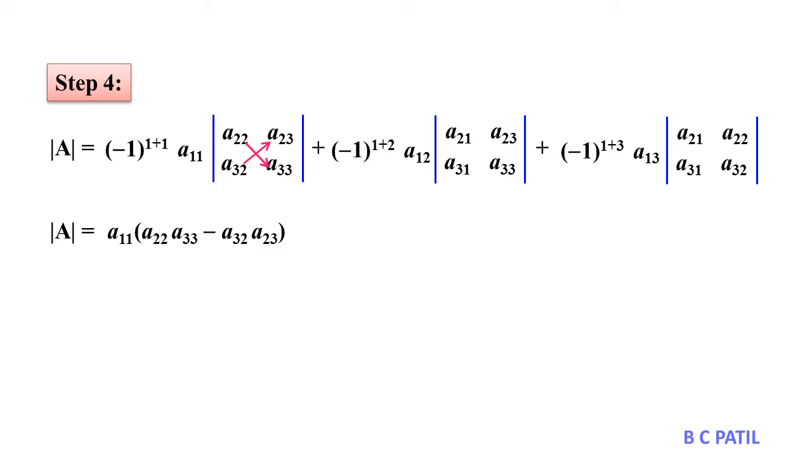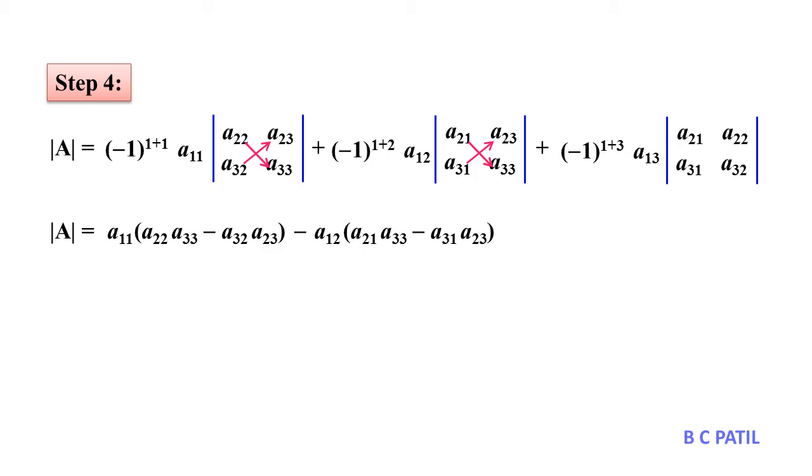Next, minus 1 raised to 1 plus 2 is minus 1 cubed, which is minus 1. Minus 1 into plus is minus. Minus 1 into A12 is minus A12, times again the determinant of the 2 by 2 matrix: the product of diagonal elements A21, A33 minus the product of non-diagonal elements A31, A23.